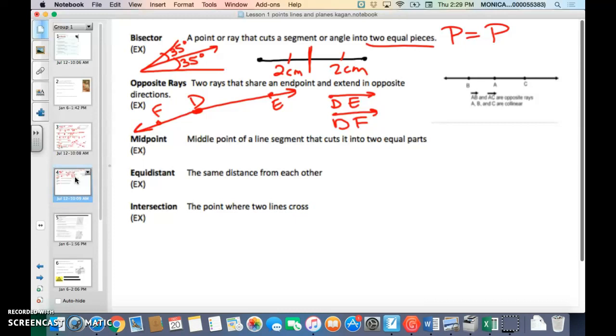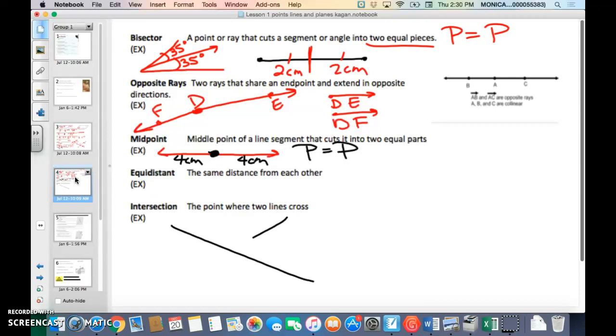Now, a midpoint is going to be very similar to a bisector, except a bisector is a point or ray. A midpoint is just something that cuts something into 2 equal parts. So this would be your midpoint right here. So if this is 4 centimeters, this is also 4 centimeters. Again, a midpoint is equal part to equal part. Equidistant just means the same distance from each other.